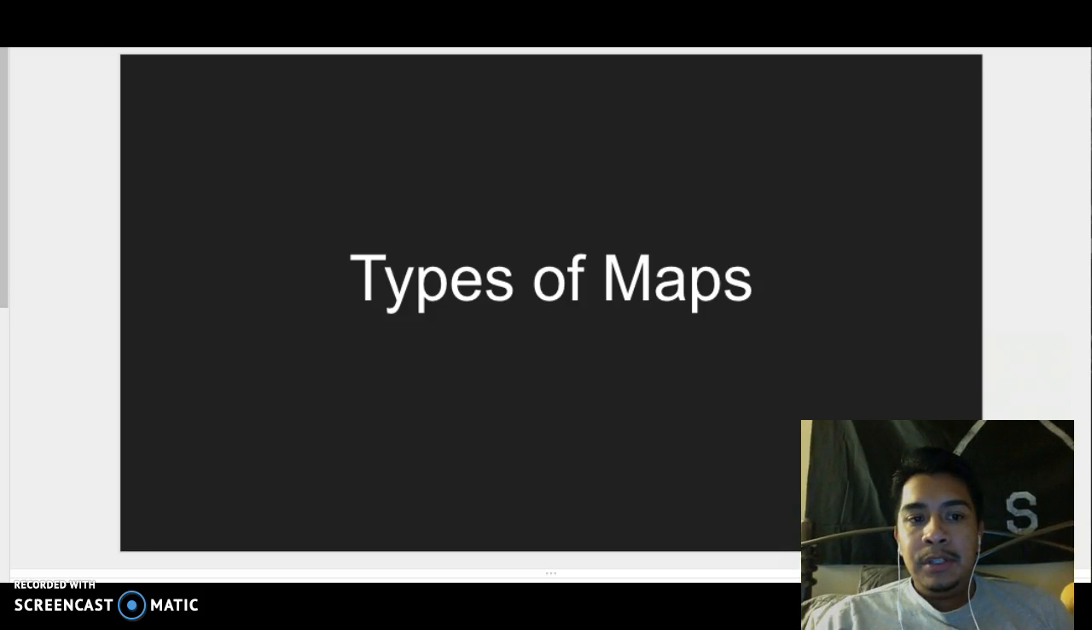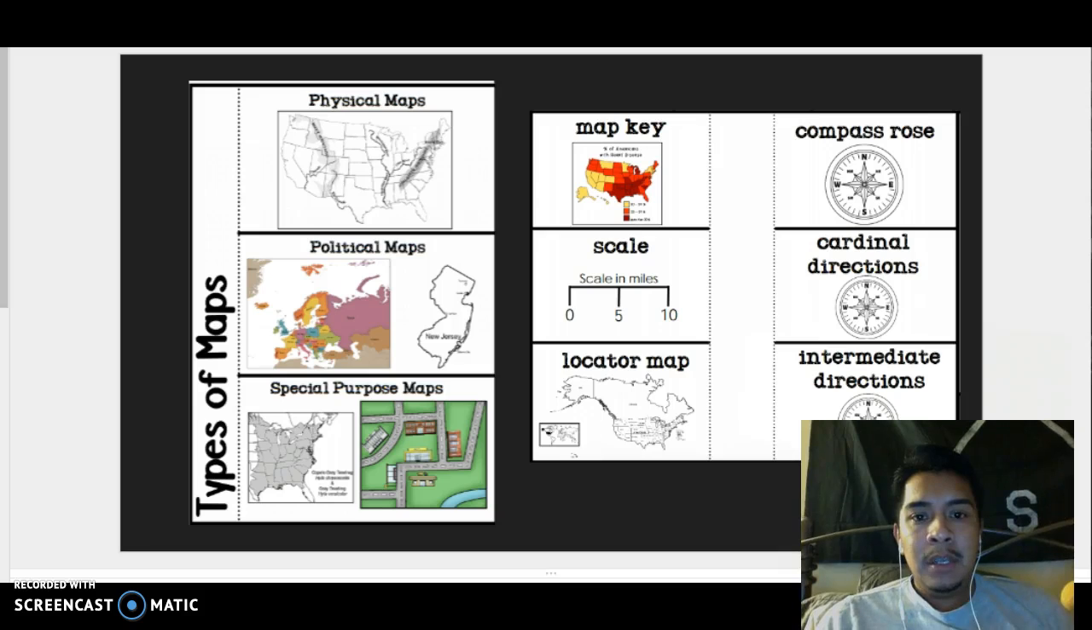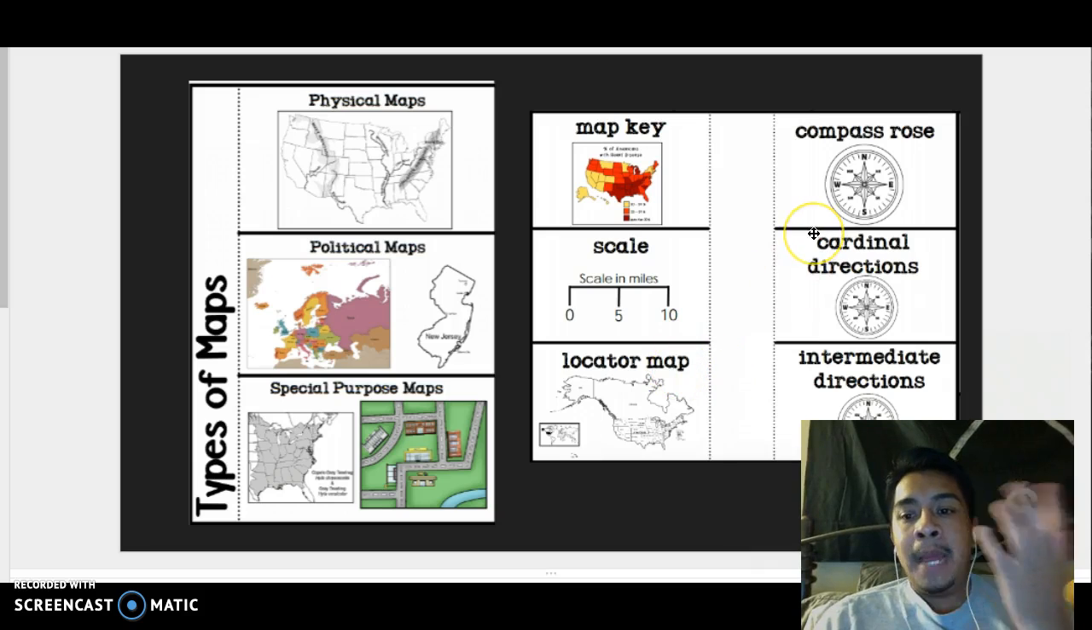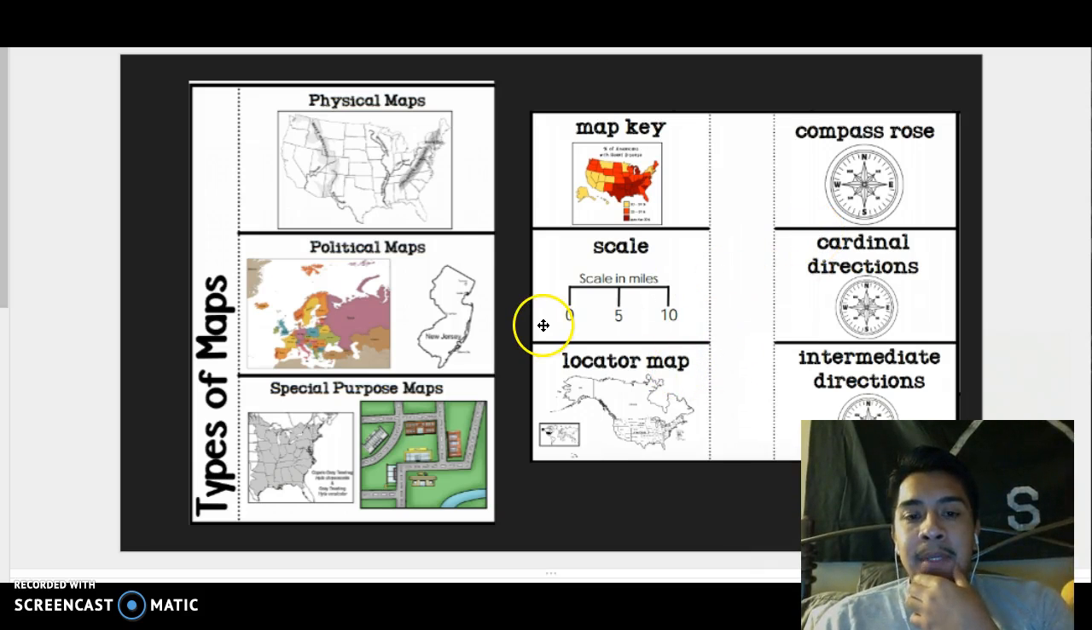You should have this page for your interactive notebook. If you do not have this page, then you will ask me for it and I will provide that for you, but you should have already done that. You should have these two interactive notes. This one goes first. Please be sure to title it Types of Maps, and this one is Features of a Map, or Map Parts, the parts of a map.